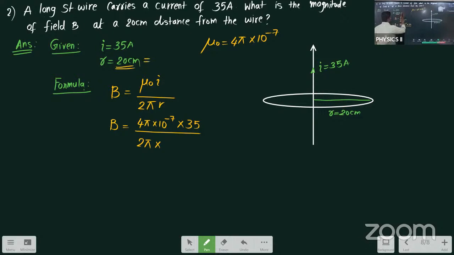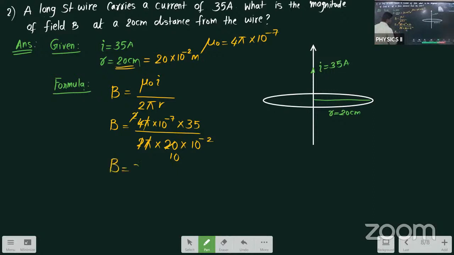R is equal to 20 centimeter is given. So 1 centimeter is equal to how many meters? 10 power minus 2 meters. So this will become 20 into 10 power minus 2 meters. Let us solve this. This pi and this pi get cancelled. 2 ones and 2 twos, 2 ones and 2 tens. So what will be our final answer?